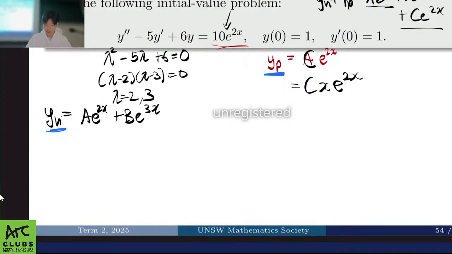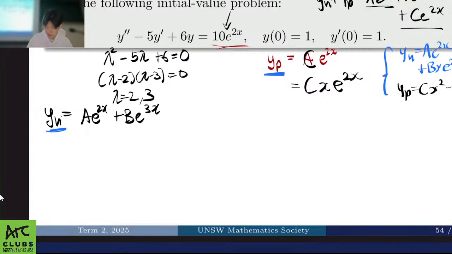Now this is the same case if my homogeneous solution was, for example, let's say a e to the 2x plus bx e to the 2x. That means my particular solution is going to be cx squared e to the 2x.